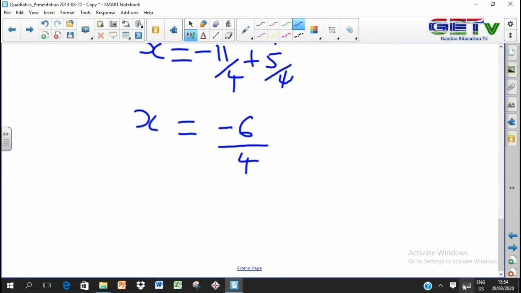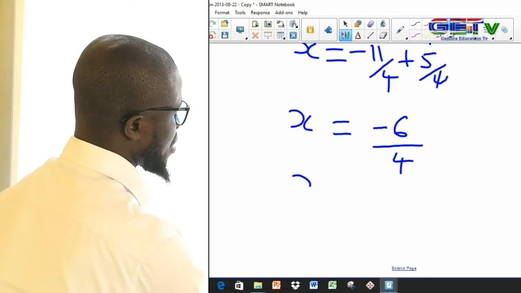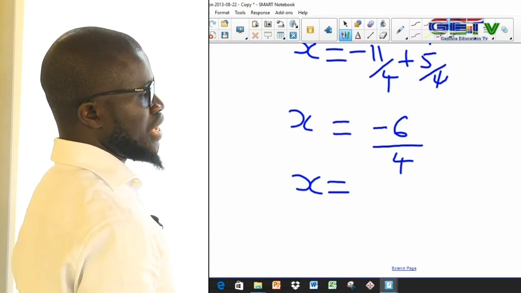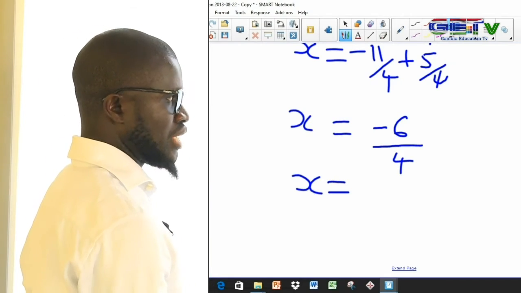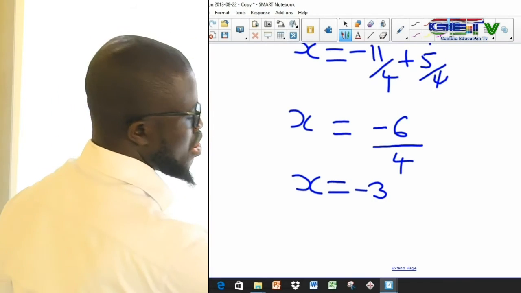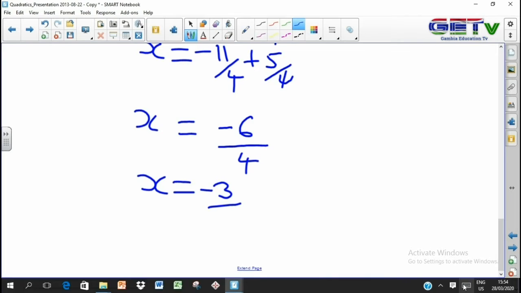2 can do that. So to reduce this number, we can say x equals to, 2 can go into 6 how many times? 3 times. Obviously, there is a negative sign that will give us negative 3 over. 2 can go into 4 how many times? 2 times, and the answer for the first x value will be negative 3 over 2. But that's not the end.